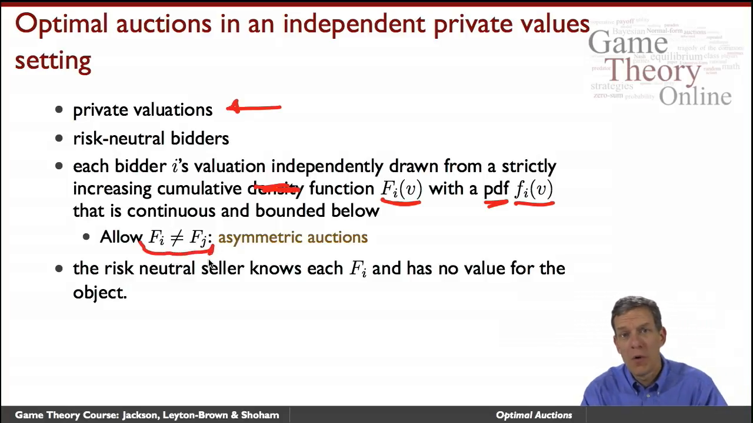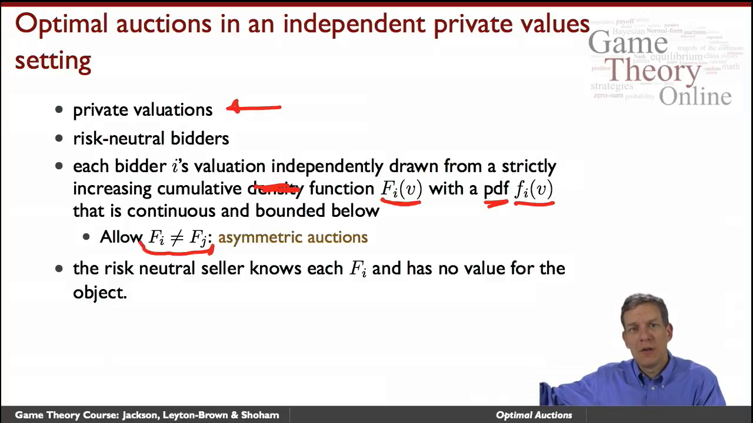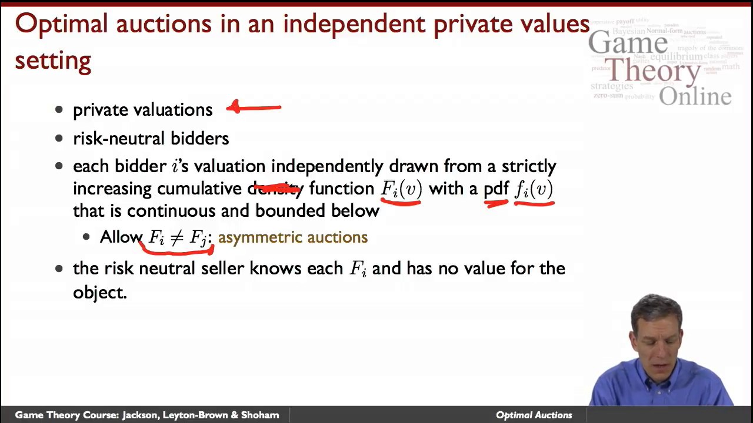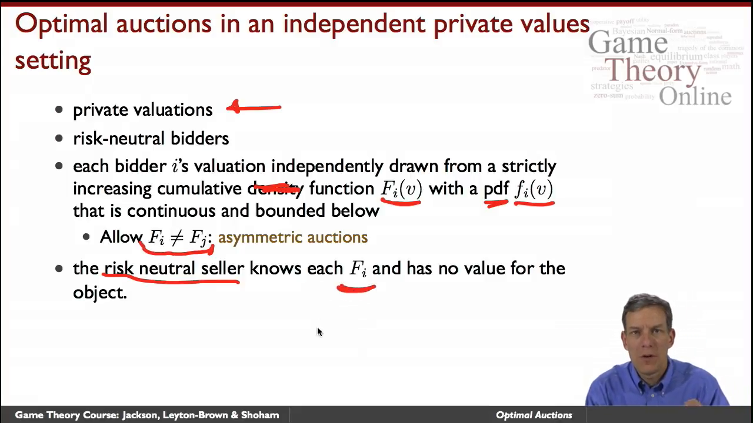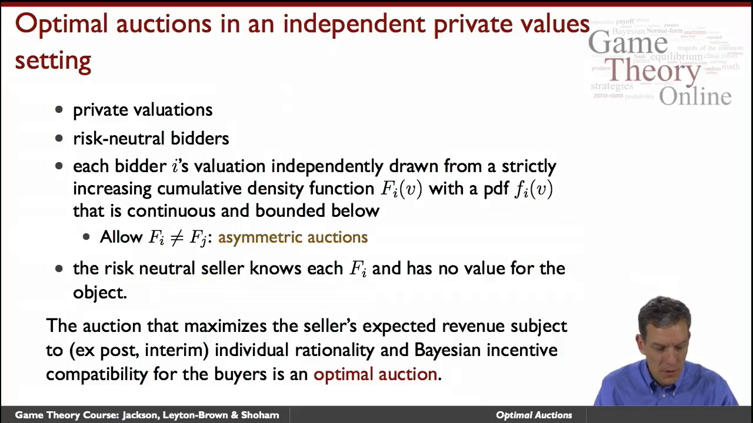We're going to allow for asymmetries among the individuals. So now we're going to allow one bidder to have one distribution and another bidder to have a different distribution. It could be that I think of some bidders as having deep pockets and high values, and other bidders as being more thrifty and not having as high value for an object. And the important thing is that the risk-neutral seller here is going to know the distributions and has no value for the object, so zero value for the object. The seller knows the distributions but doesn't know the actual values, so has an idea of what range the values are and what the relative probabilities of different values are, but does not know the precise values.